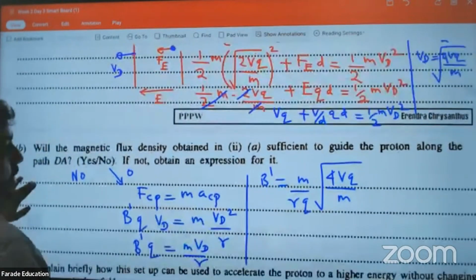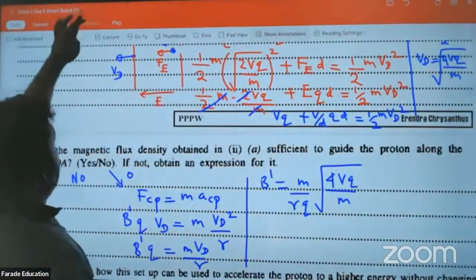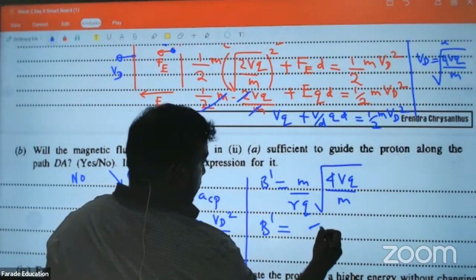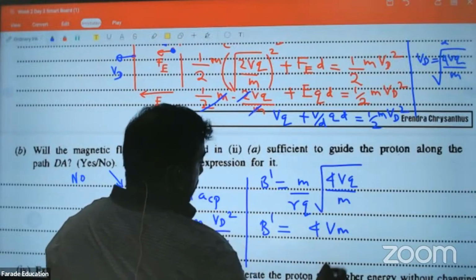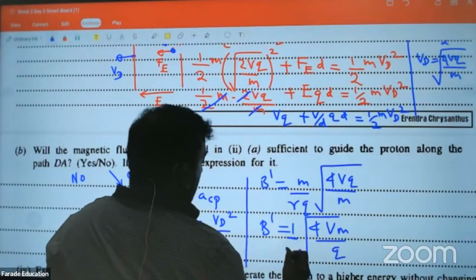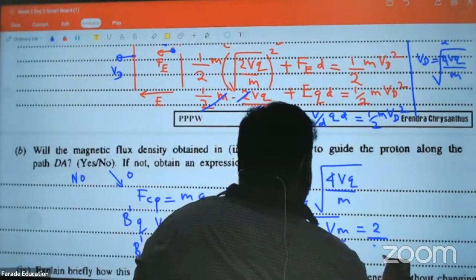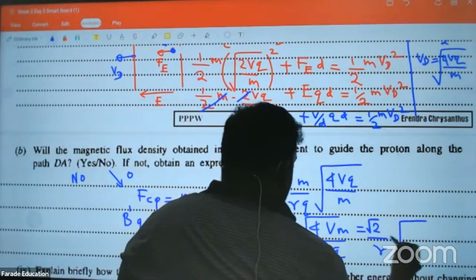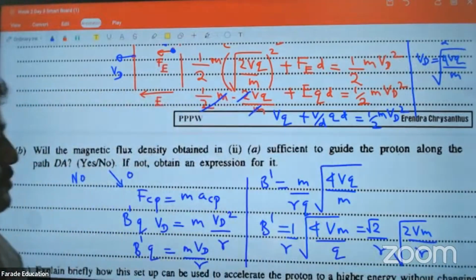4vq over simple m, rq. Simplify this. B dash: 2Vm goes on top, Q comes to the bottom, square root of 1 over R. So look at this: 2 over R, or root 2 times 2Vm over R. What is 2Vm over R?